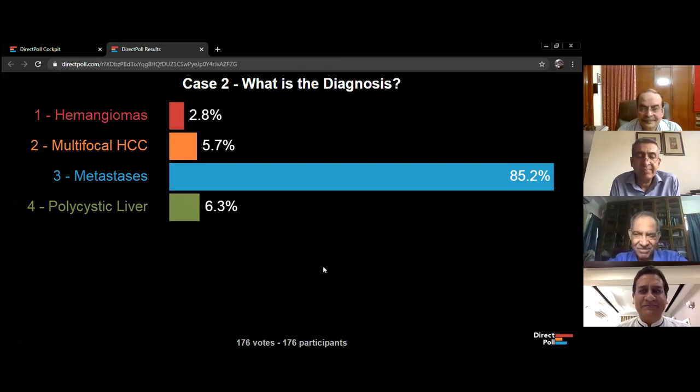I think we have very smart people. The majority of them have got the answer right. This is indeed multiple metastatic deposits, and the reason these are metastatic deposits: notice that firstly there are multiple lesions. They show peripheral enhancement. All of them show peripheral enhancement, and there is a peripheral washout.